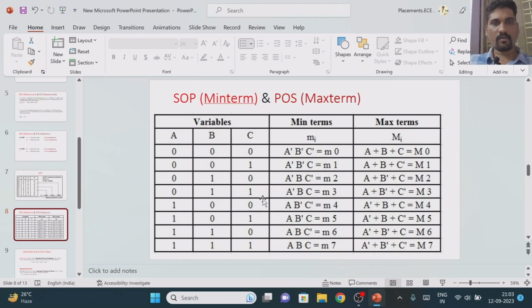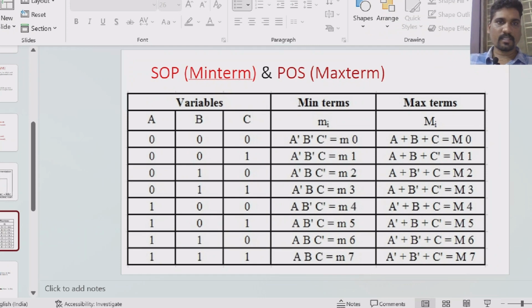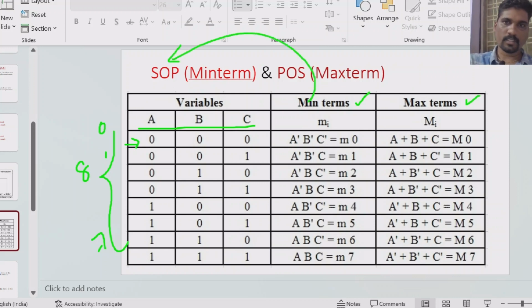Now we'll see that we have already completed this. In this example, we are considering 3 input variables, suppose A, B, C. If you are considering 3 input variables, you will get a total of 8 possibilities, from 0 to 7, right? I hope everyone understands this. Now we need to represent these zeros and ones in terms of the Minterm value and Maxterm value. Remember, Minterm is for the SOP function, Maxterm is for the POS function.